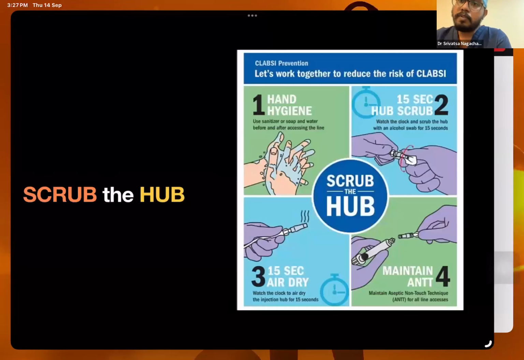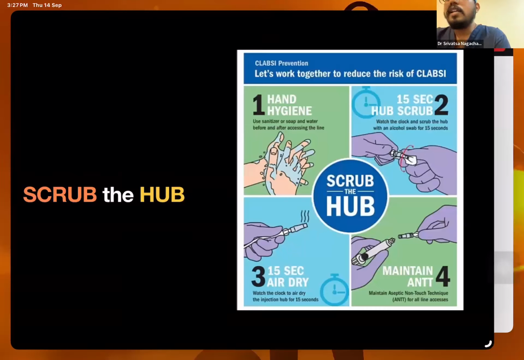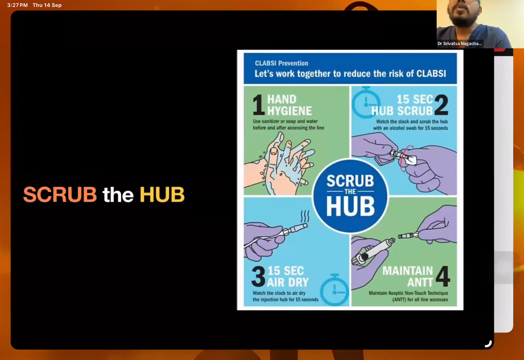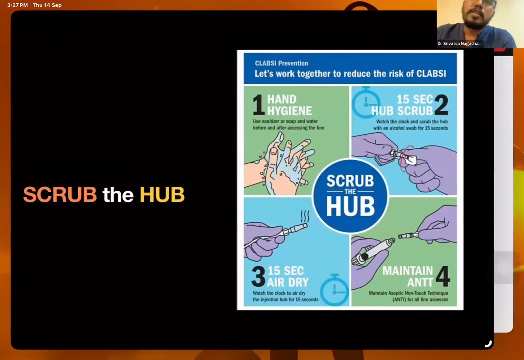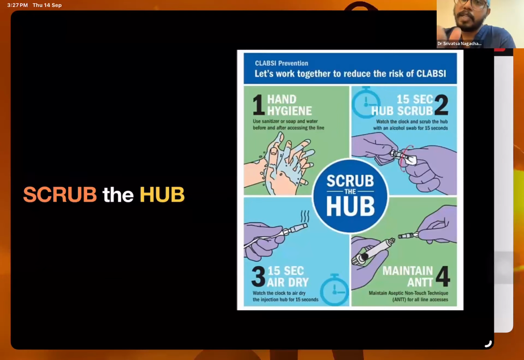So that is one of the most important things. Wash your hands, do a 15-second hub scrub as I showed in the second picture, and then allow it to air dry for 3 seconds, and then connect or give whatever drug you want to give. Once that is completed, again do the same thing: scrub the hub, allow it to dry, and cap it. So that is how you need to do it with respect to central lines.